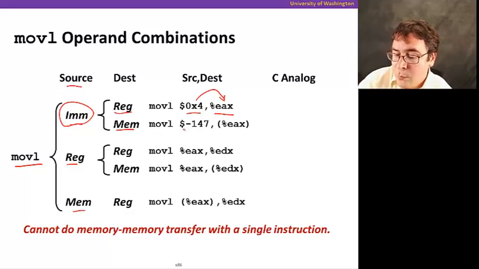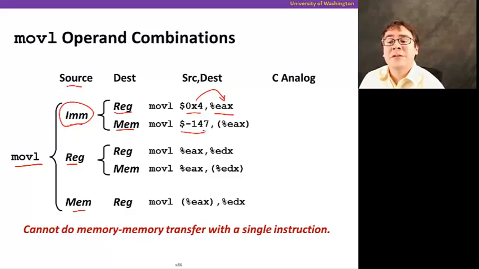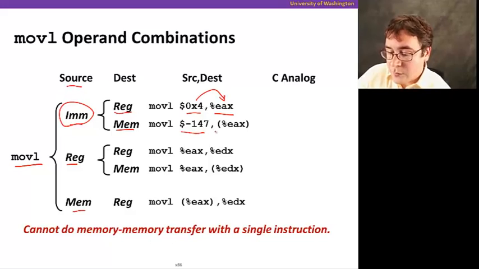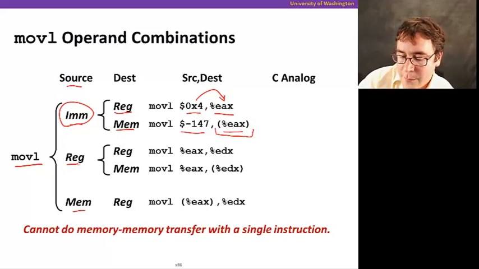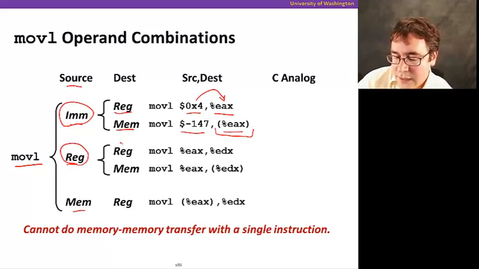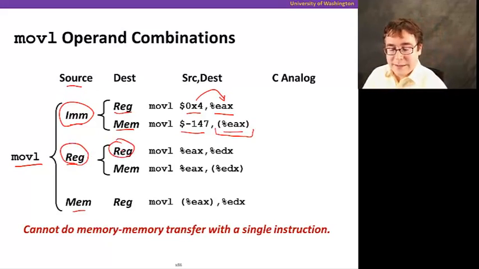So if we do movl of this constant, minus 147 in decimal, and store to (EAX) in parentheses, as I just told you in the previous slides, this says that we're going to store it in the memory location specified by the address stored in register EAX. Now continue our examples. We could have a register as a source and a register as a destination. That's the simplest case. Here we're going to get the contents of EAX and copy it into register EDX.